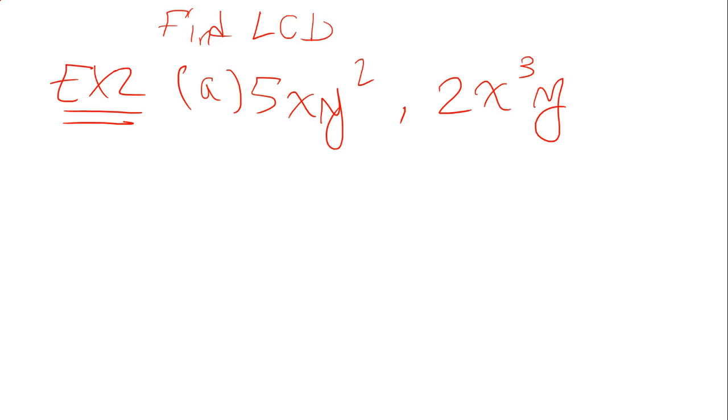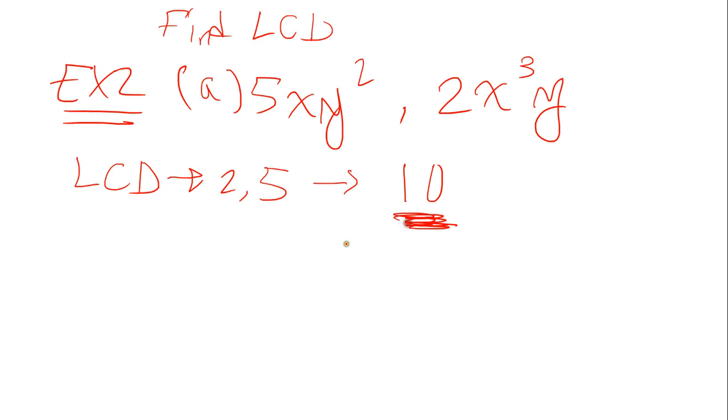So remember, it's the lowest number that has all these values in common, or both of these in common. So basically, I can start with the numbers. Which I just figured out, the LCD of 2 and 5 is going to give me 10, because 10 is the lowest number that has both as a factor. So that takes care of my number. I know that the numeric part, the coefficient, is going to be 10.